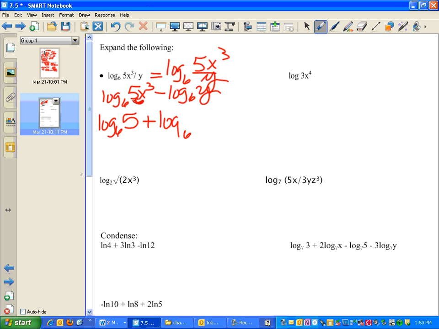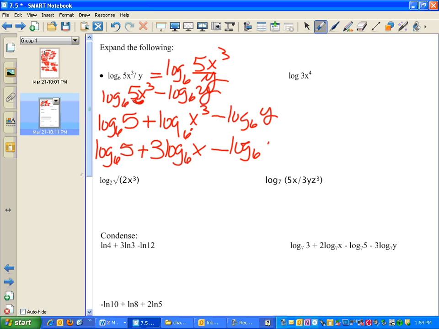Log base 6 of x cubed, and then minus log base 6 of y. We're going to just bring that down. Now, I can't have this, I've got to rewrite it. Where does this 3 go? In front. So log base 6 of 5 plus 3 log base 6 of x minus log base 6 of y, and that is fully expanded.